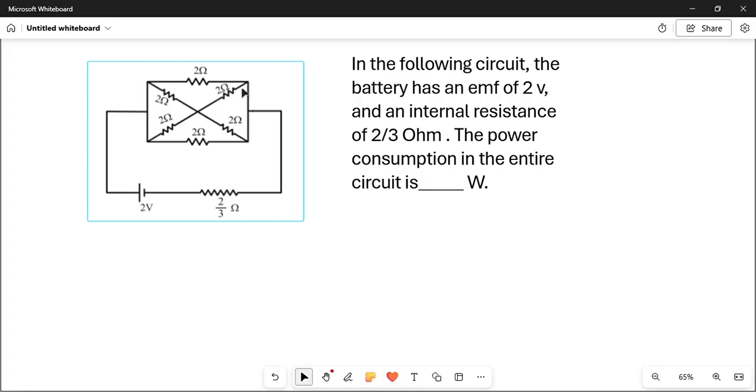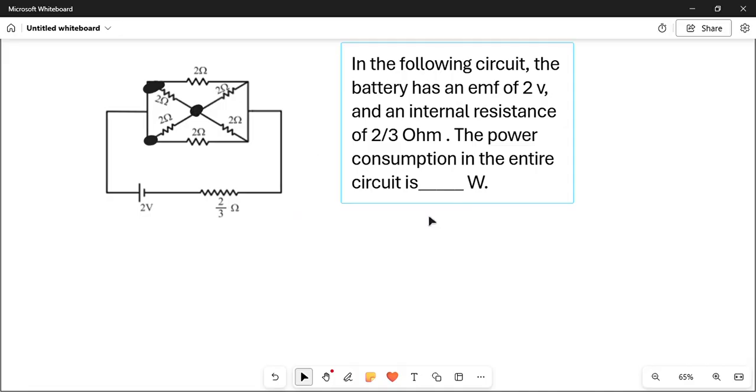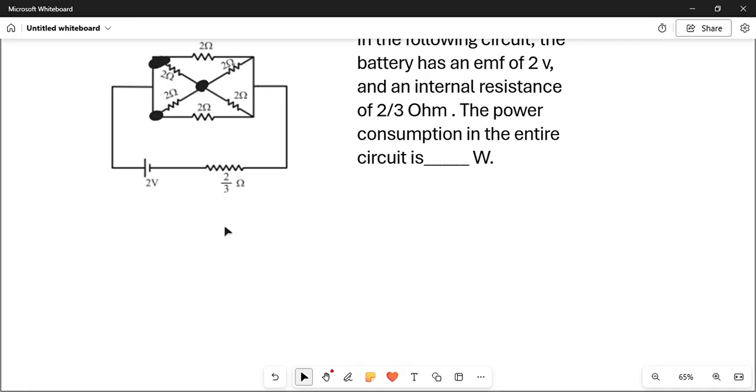First, see that this 2 ohm and this 2 ohm are in parallel, because between their endpoints, this and this, no resistance is present. Similarly, between the endpoints of this 2 ohm resistance and this 2 ohm resistance, no resistance is present. So these are parallel, and similarly these are parallel, and all are 2 ohm. So what will be the equivalent circuit?